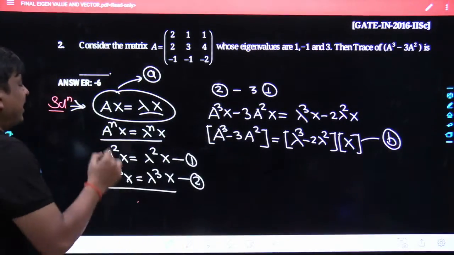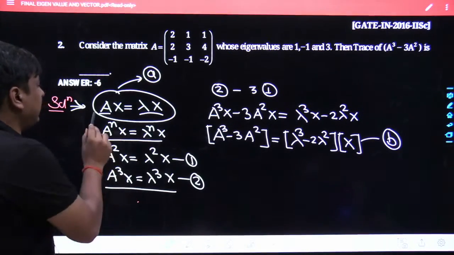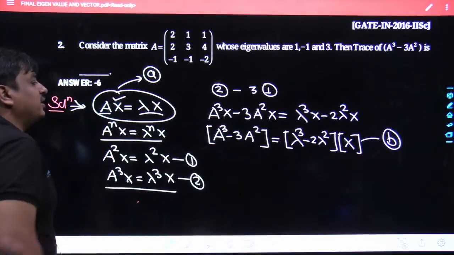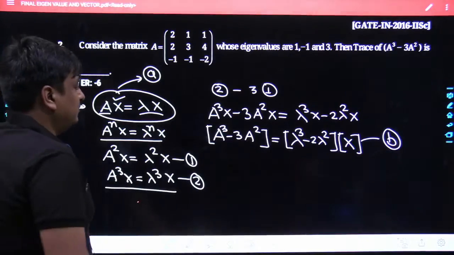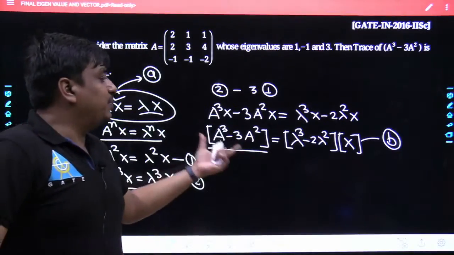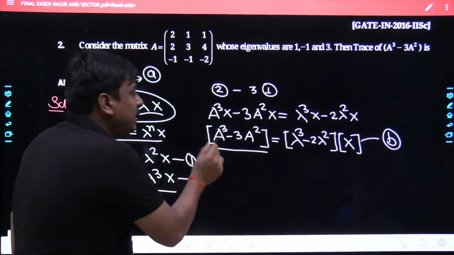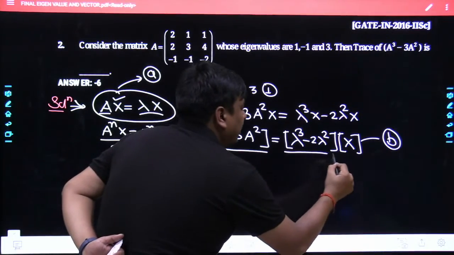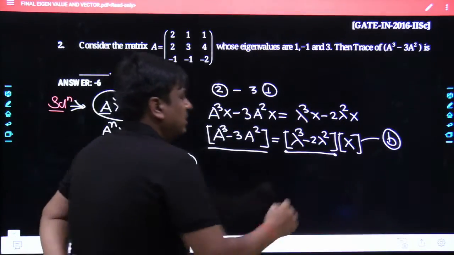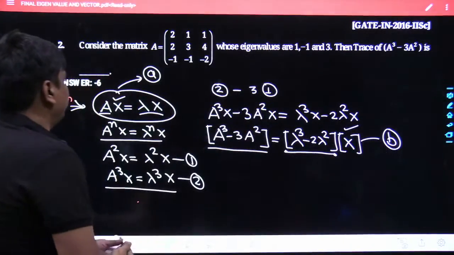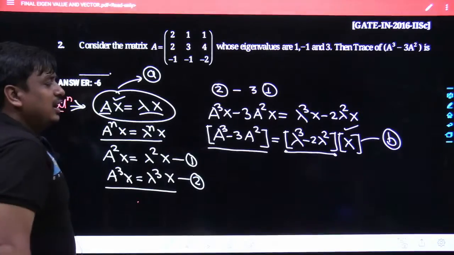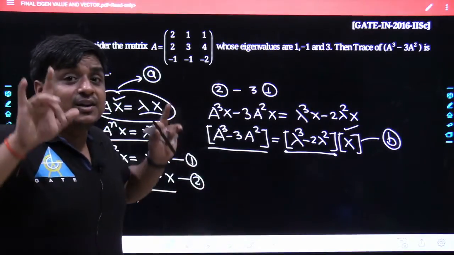See, you had the matrix A, and for matrix A you had the eigenvalue lambda, and corresponding to the eigenvalue lambda you had the eigenvector x. But now you have matrix B, A cube minus 3A square, another kind of matrix. Let's call it matrix B. For matrix B you have its corresponding eigenvalue as lambda cube minus 2 lambda square, but you have the same eigenvector. That means the eigenvalues have changed to lambda cube minus 2 lambda square, whereas the eigenvectors are precisely the same.